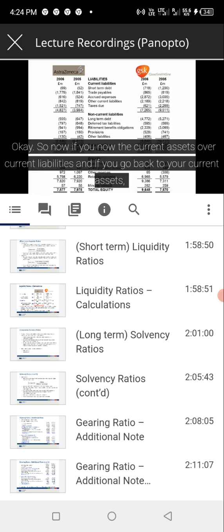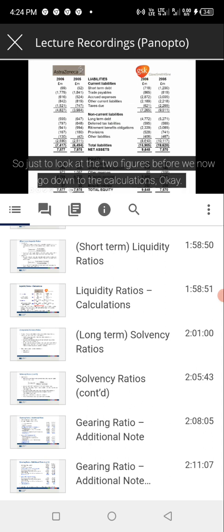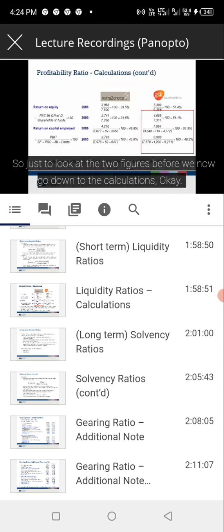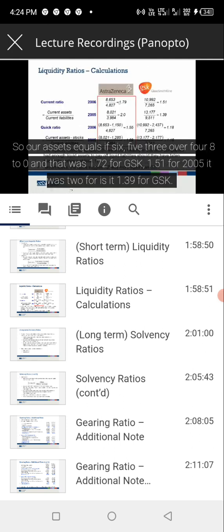Okay, so now the current assets over current liabilities. If you go back to your current assets, you will find inventories. Remember we said we need to deduct inventories for the quick ratio. So just to look at the two figures before we go down to the calculations. Our current assets equal 8653 over 4820, and that will give us 1.72, and for GSK 1.51. For 2005 it was 2 for AZ and 1.39 for GSK.